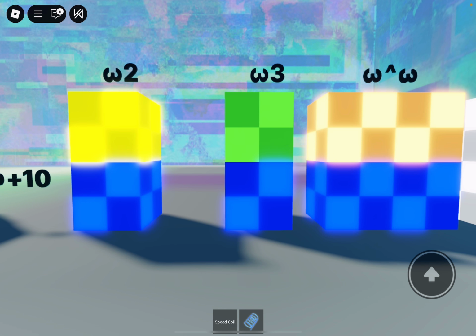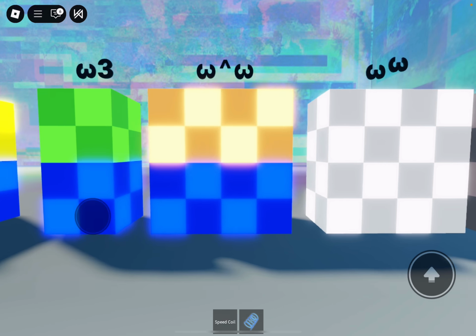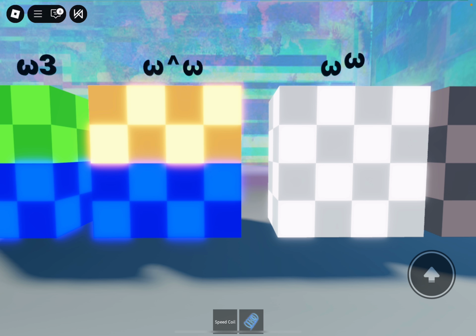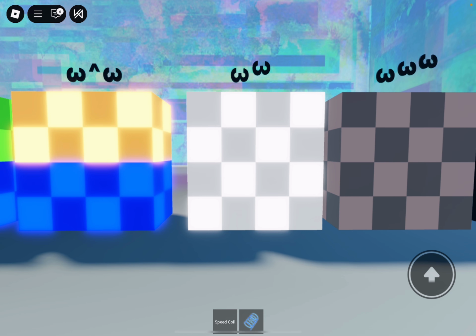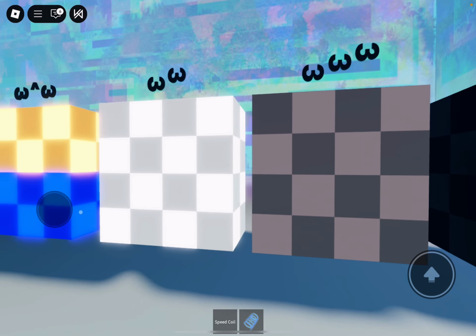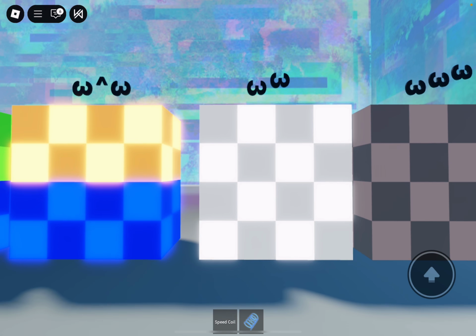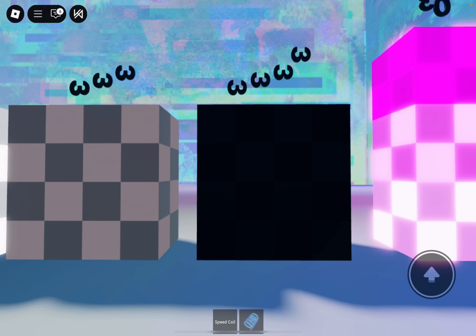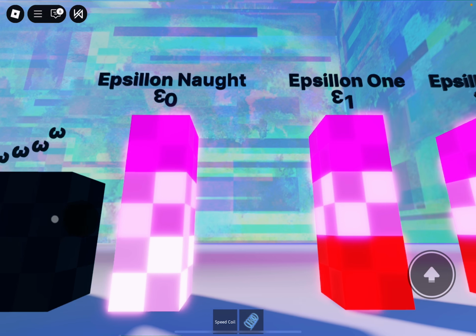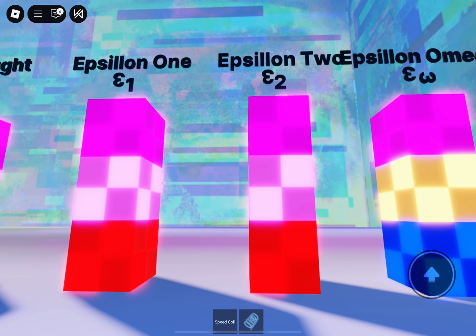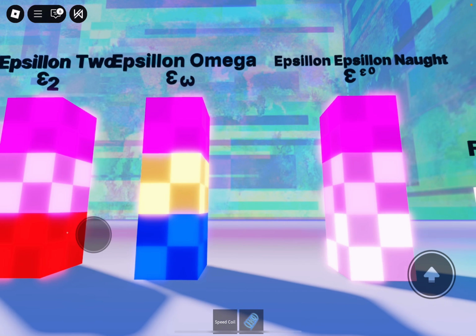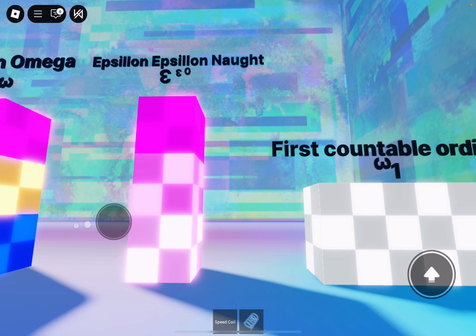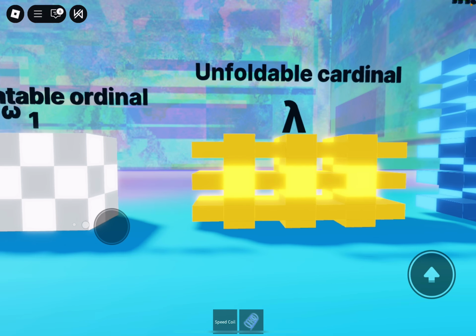Omega 2. Omega 3. Omega cubed. Wait, no. Omega cubed. Omega to the omega. Omega to the omega to the omega. Omega to the omega to the omega to the omega. Epsilon naught. Epsilon 1. Epsilon 2. Epsilon omega. Epsilon naught. First countable ordinal.